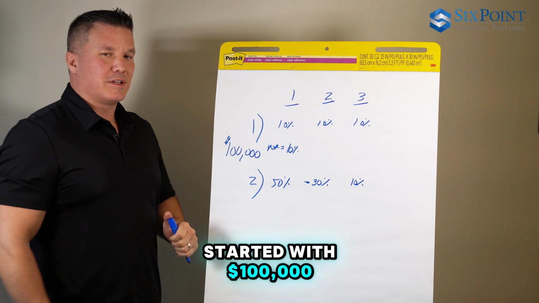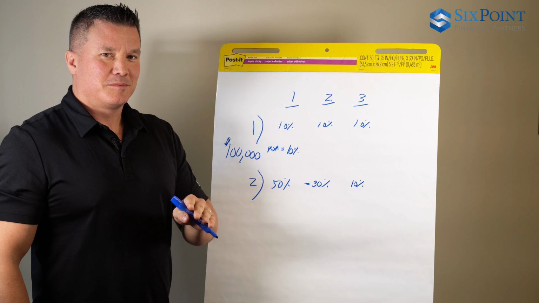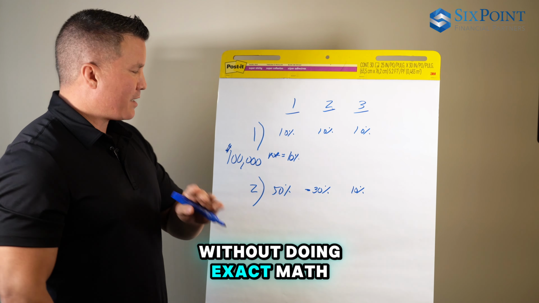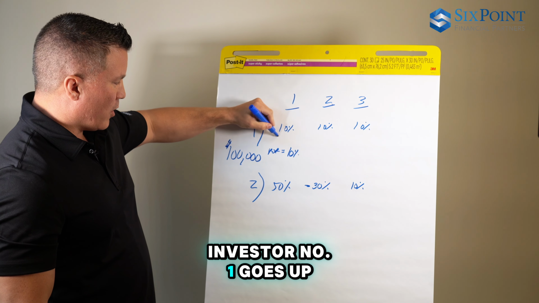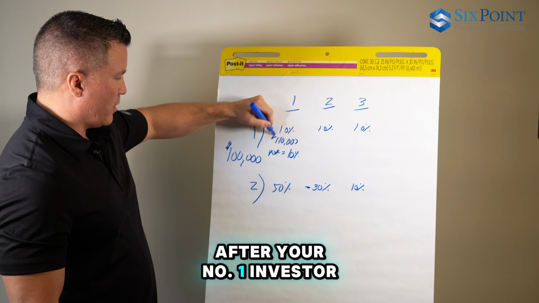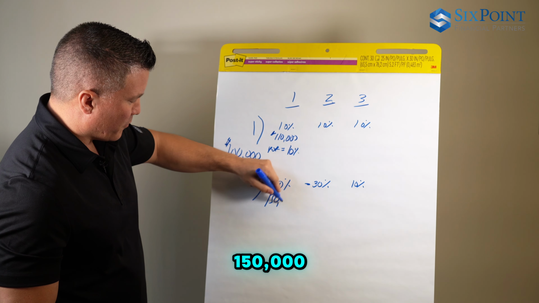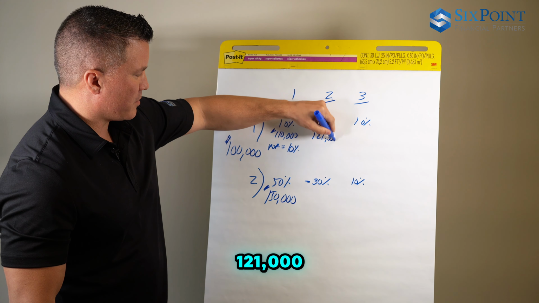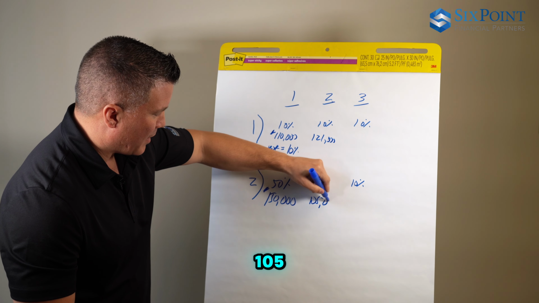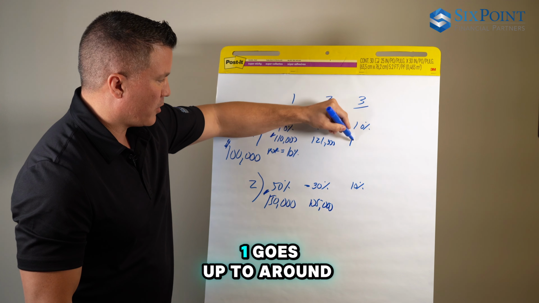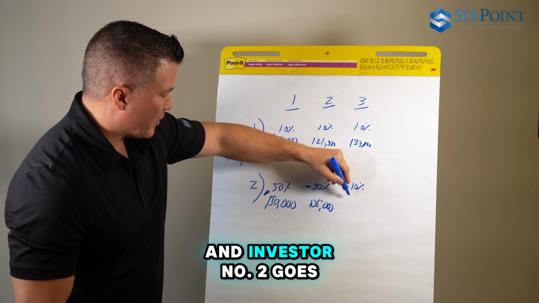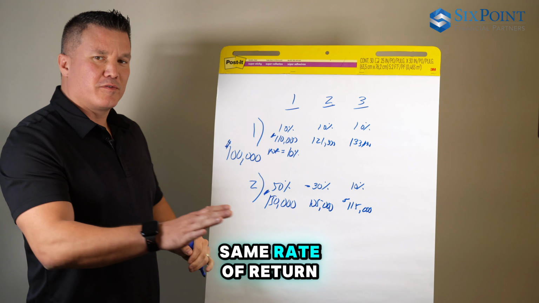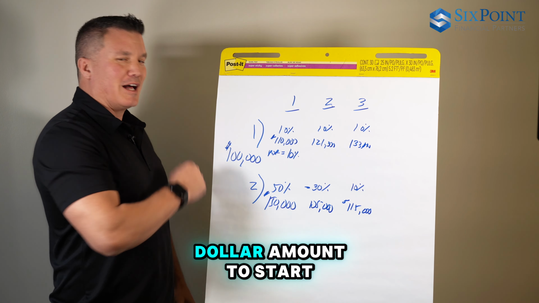They both started with $100,000. Who has more money? Many of you would say the same. Many of you are trying to figure it out right now. I'll walk through this quickly without doing exact math, but I'm just trying to prove a point here. Investor number one goes up to $110,000 after year number one. Investor number two goes up to $150,000. Okay? Year number two, this one goes up to $121,000. This one goes down to $105,000. Year number three, investor number one goes up to around $133,000, and investor number two goes up to $115,000-ish. Same rate of return, same amount of time, same dollar amount to start.